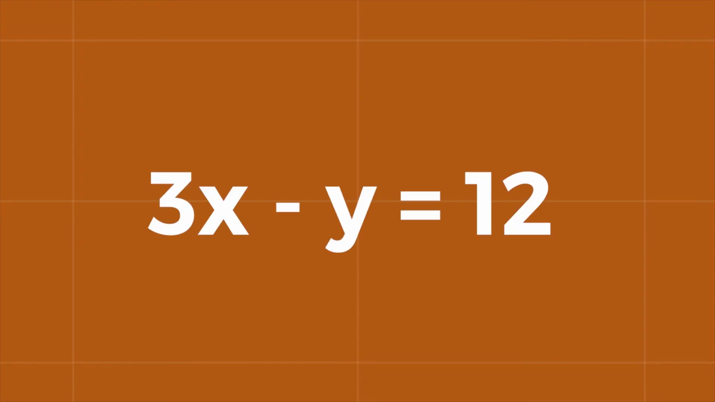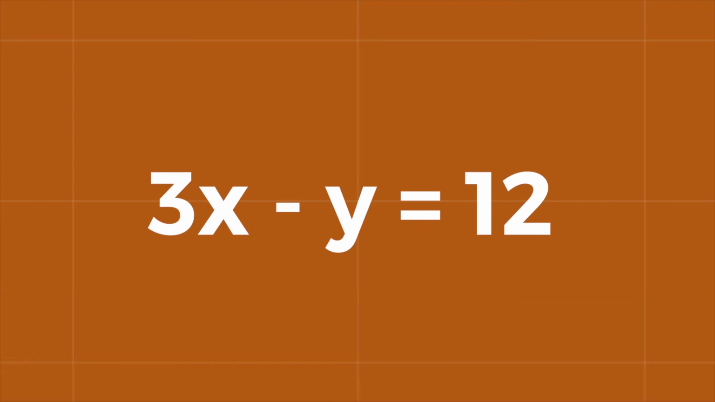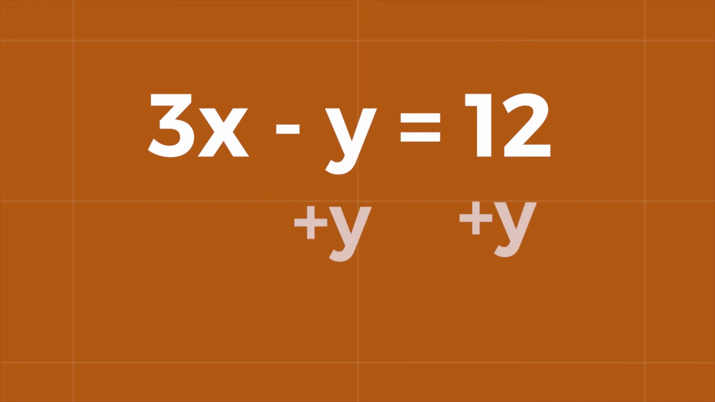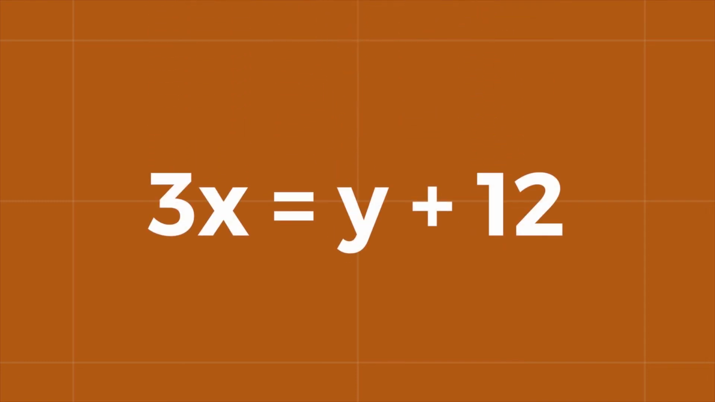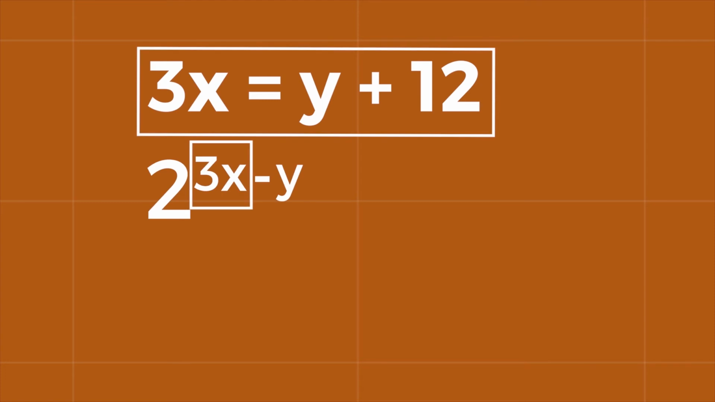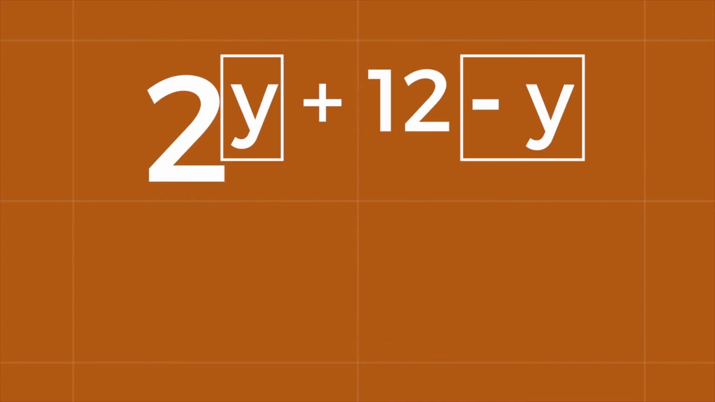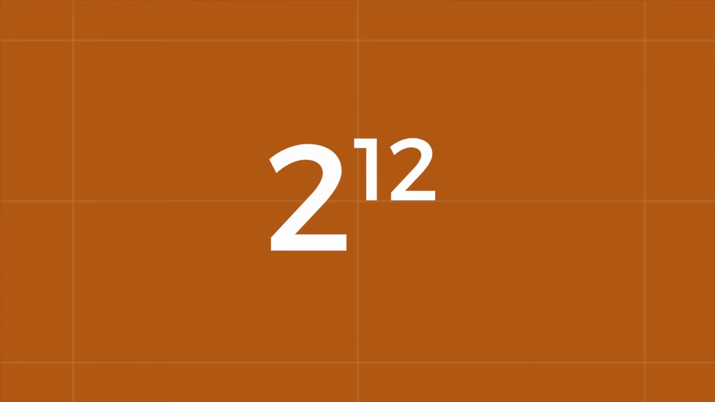Let's rearrange this equation so that we can more easily substitute it into the other statement. Since 3x is positive in this equation, let's move the y to the other side by adding y on both sides. From there, let's take this identity of 3x and replace the 3x in the power. Next, simplify the like terms. That's going to get rid of the variables and leave us with 2 to the power of 12, the final answer.